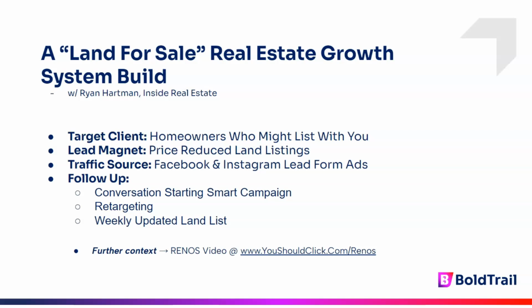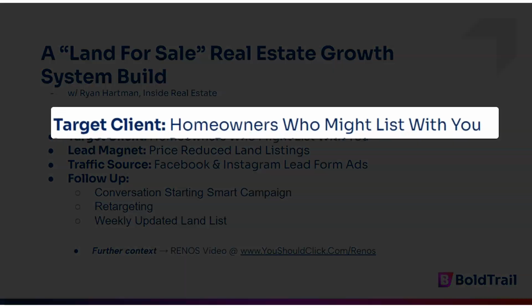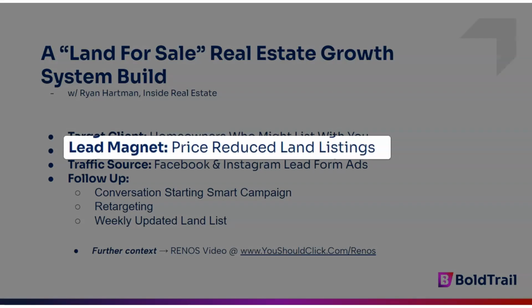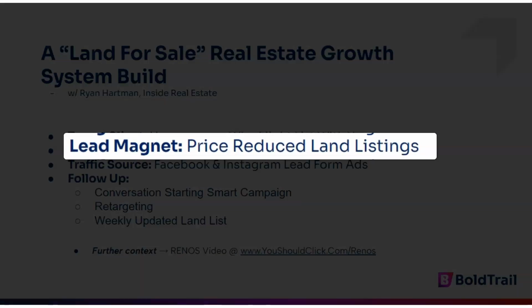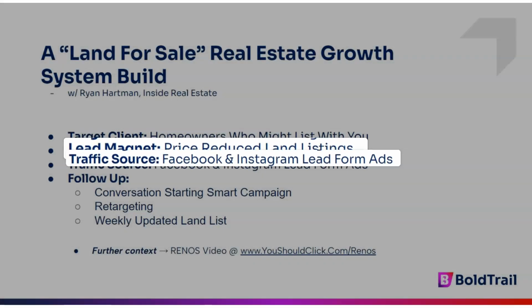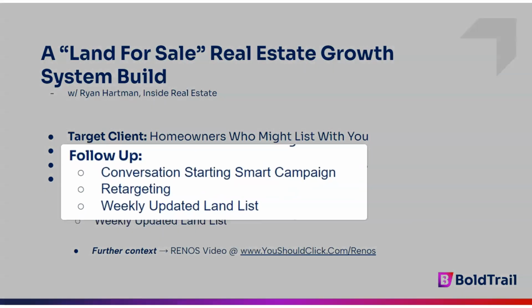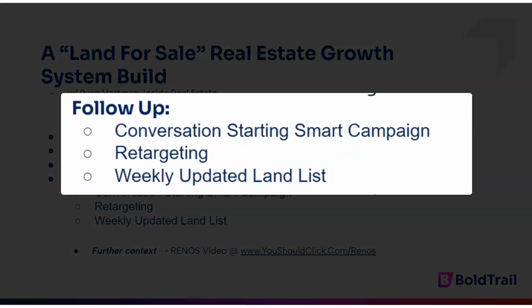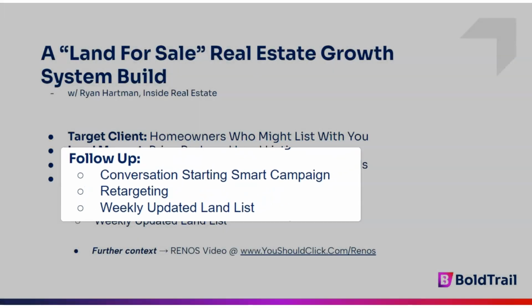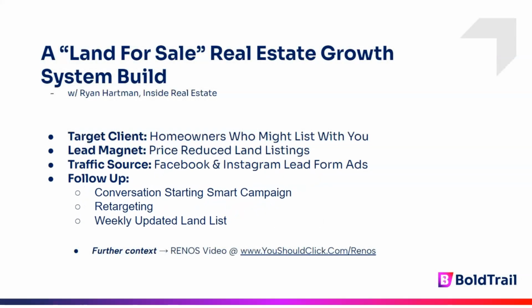So down below, you'll see some bullet points under the title there. We have our target client, as I just said, is going to be homeowners who might list with you. Our lead magnet is going to be price reduced land listings. Our traffic source is going to be Facebook and Instagram lead form ads. And our follow-up elements are going to be a conversation starting smart campaign, a simple retargeting ad, and a weekly updated land list that keeps the leads engaged and seeing our name in emails every week.